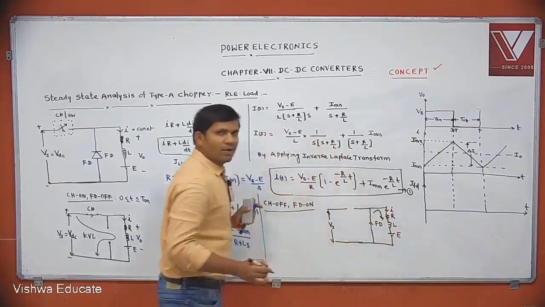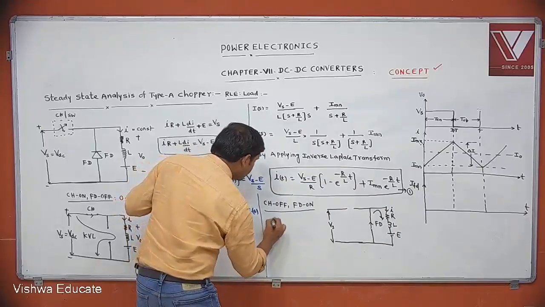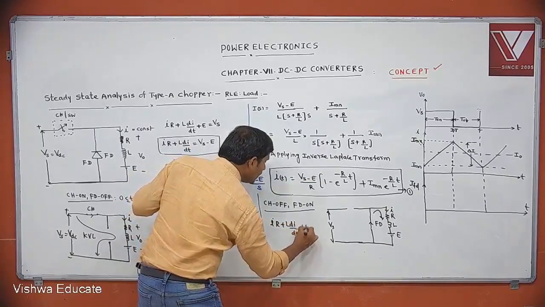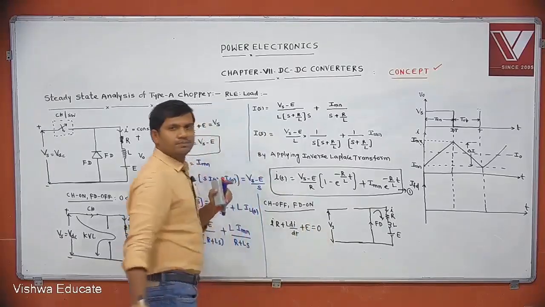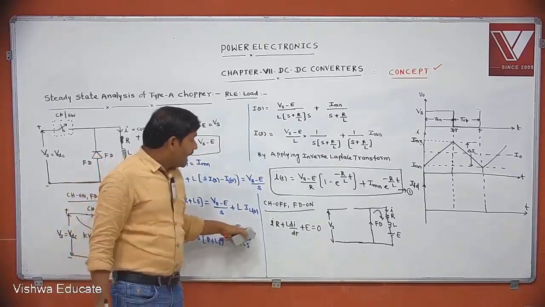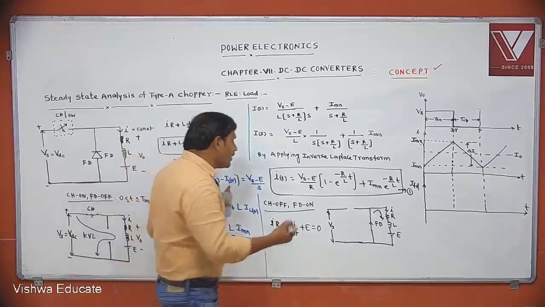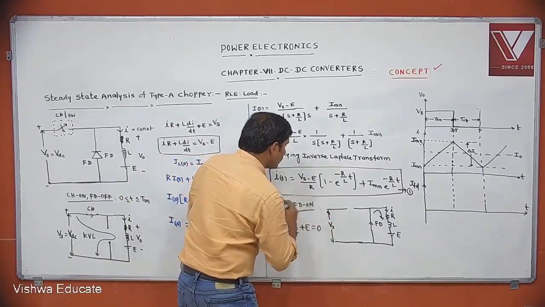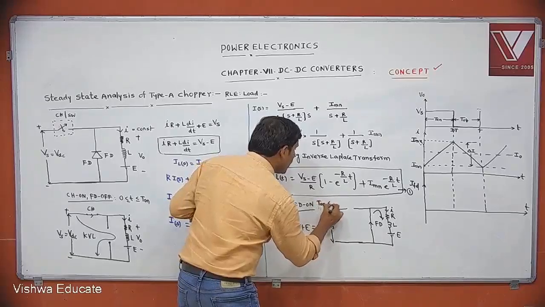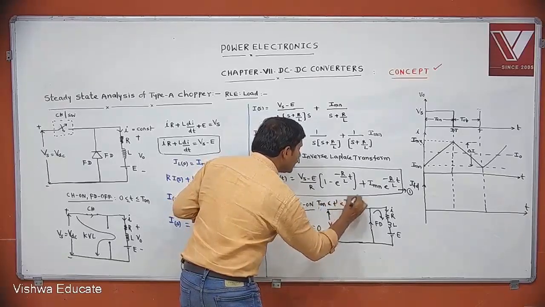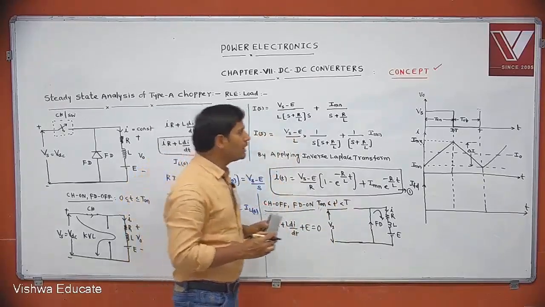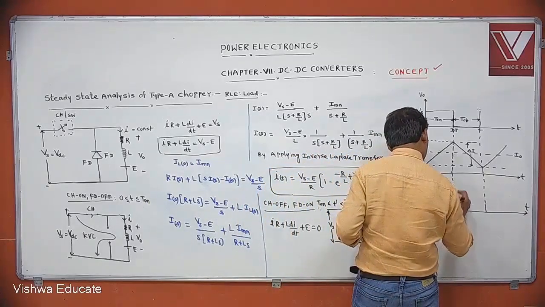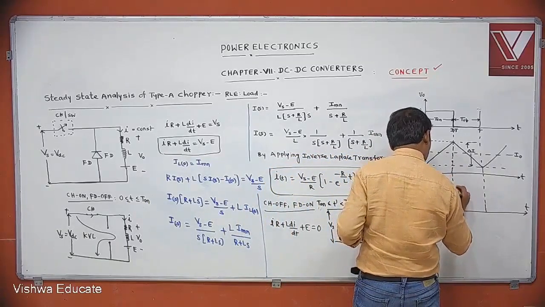Then apply KVL for this loop: I into R plus L into di by dt plus E equal to 0. Now apply Laplace transform. Let the freewheeling diode be on for T on less than or equal to t' less than or equal to T. Here the freewheeling diode is conducting.